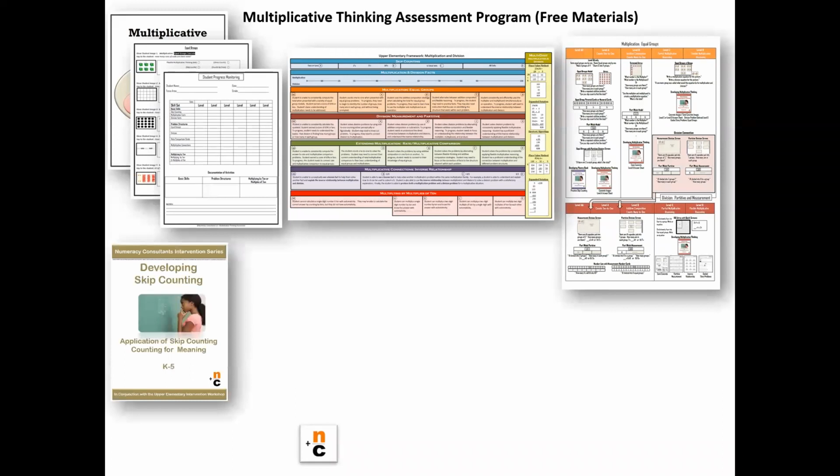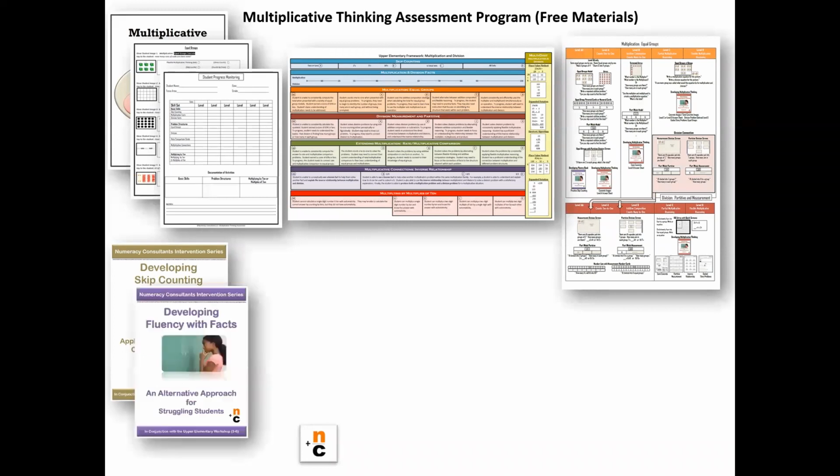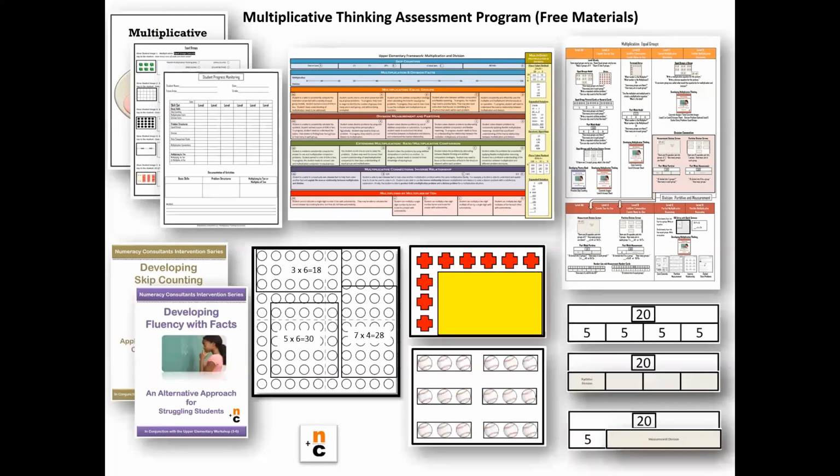Also, you'll be receiving 2 free books today: the Developing Skip Counting book and the Developing Fluency with Facts book. Both of these books are designed to micro-target your instruction to very specific niche skills that are missing from your students' foundation. And finally, you'll receive over 50 teaching models for demos and instruction that will play a key role in the progression and development of your students' thinking. At the end of this webinar, I will show you where you need to go and how you will receive these free materials and resources.